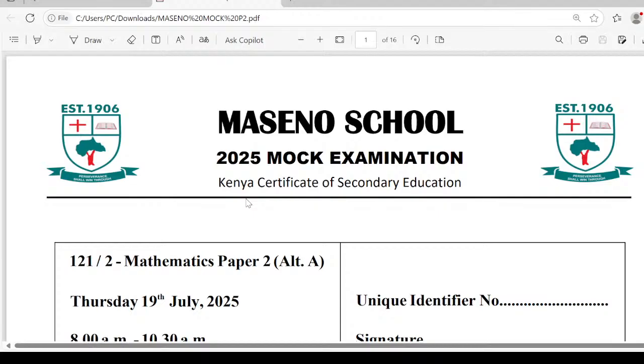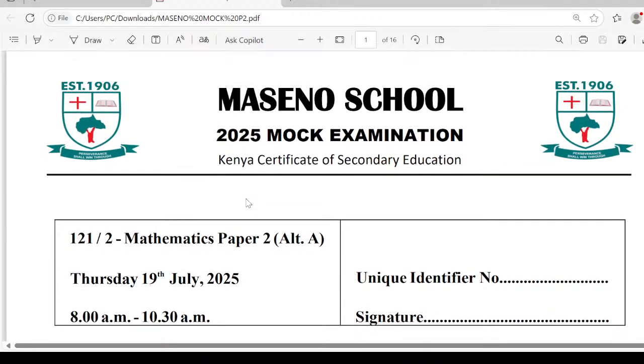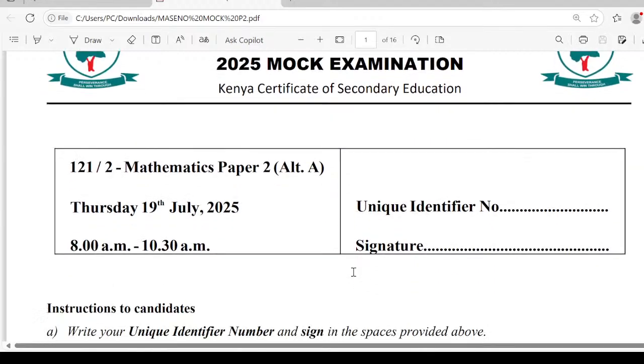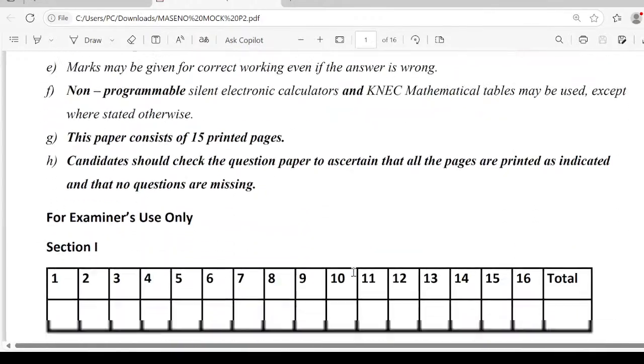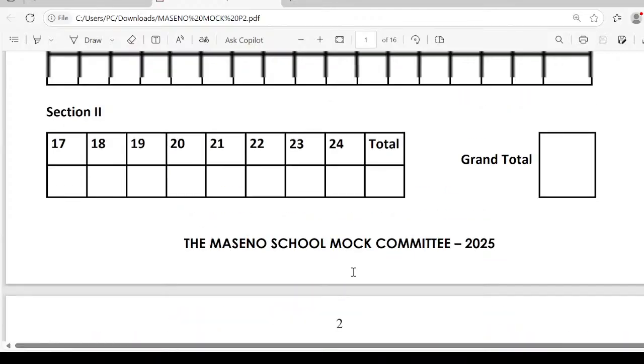When you look at this Maseno School mock examination, it's not only Maseno that did the paper. We had also some big schools that did the paper, the likes of Butula Boys, St. Mary's Yala, and Kisumu Boys. So you realize that this is a mock that was done by 4 very big schools. The paper was set by very experienced math teachers following the standards of the KCSE.